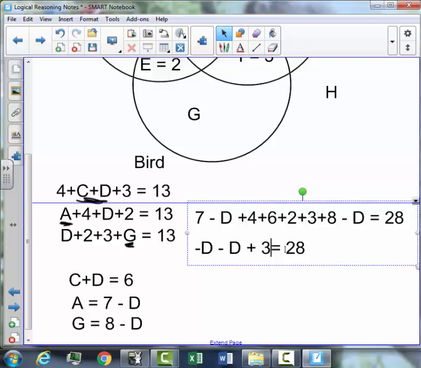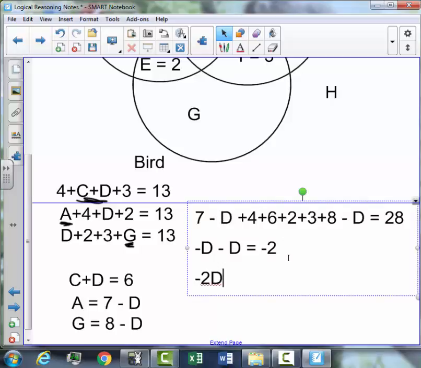And this is where some people get really concerned, because if you bring the 30 to the other side, it actually makes it minus 2. And you might pause for a second and say, hang on, that can't be possible. You can't have a negative value here, because you can't have negative 2 people who like birds. But the cool thing is that when you combine both of these D's right here, you have negative 2 D's equaling negative 2. So when you divide by negative 2, D equals 1.